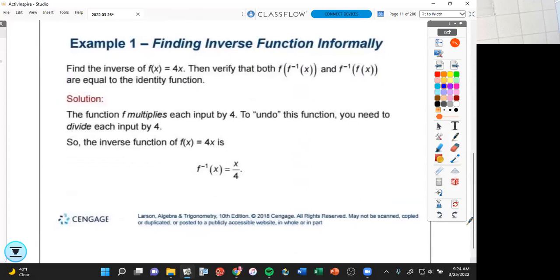Finding the inverse of a function. To find the inverse of f of x equals 4x, this is what we're going to do. We're going to find the inverse and then verify that this is true.